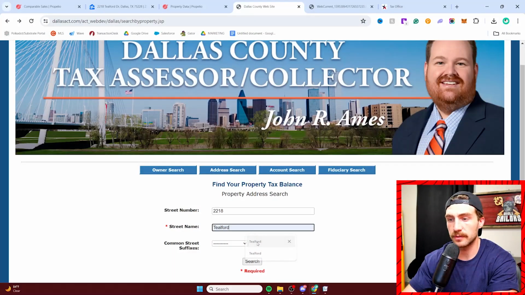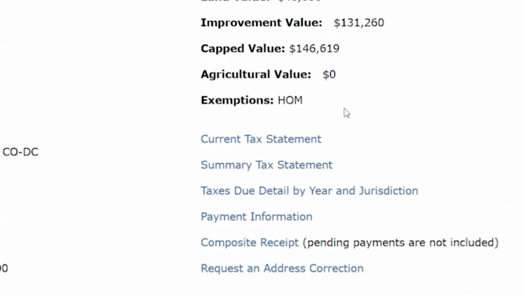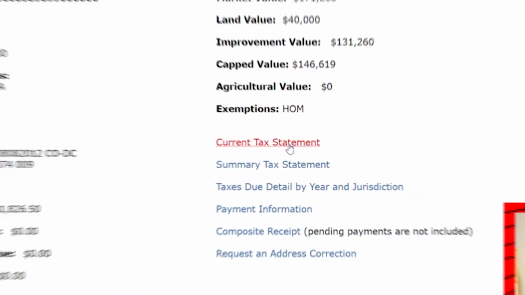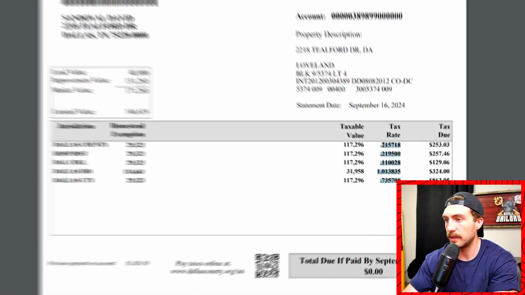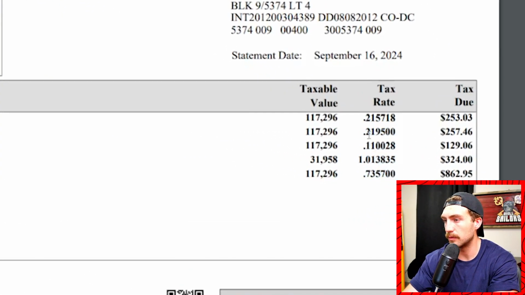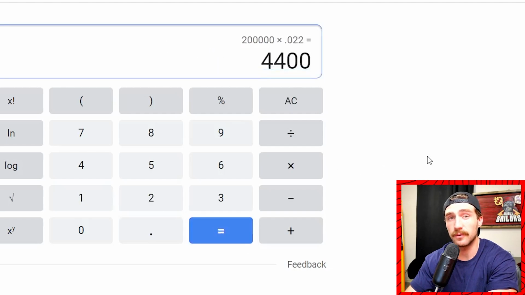If you want to locate this data, you can pull it up on county tax records. Look up the address, and here is the owner's information. And I can go into current tax statements, and just like that, I have all of their tax information. Add these numbers up. 1.7, 1.8, 2.2. That was a good guess. So now we're going to multiply 200,000 by 2.2%. And that gives us $4,400 a year.